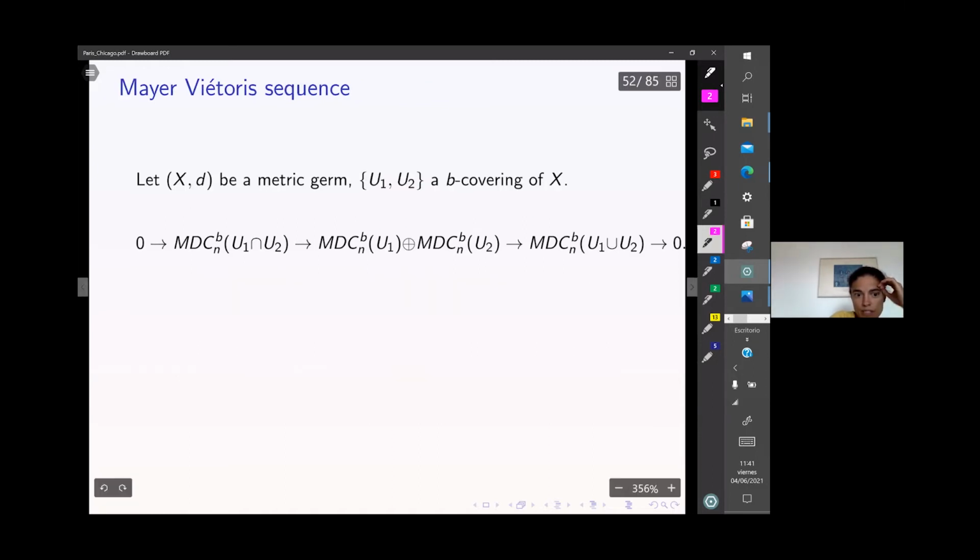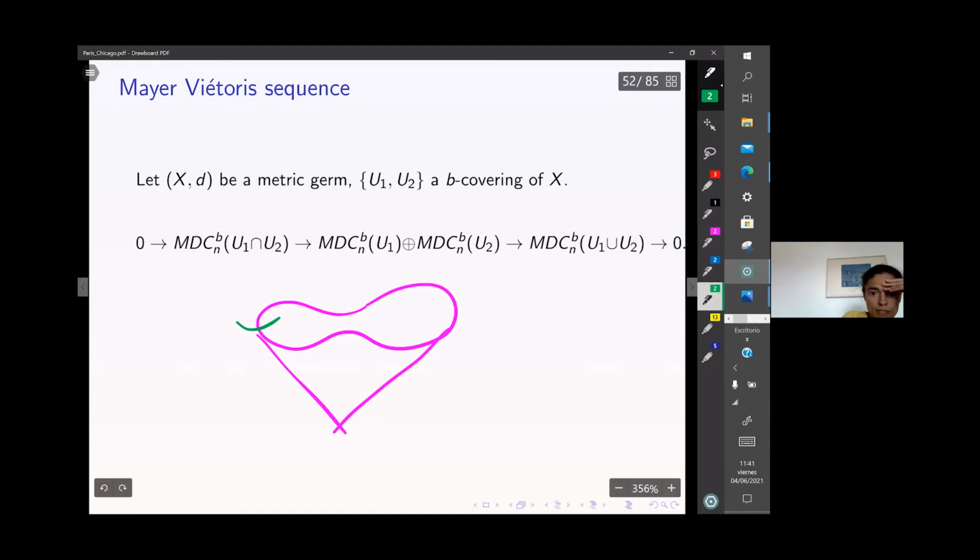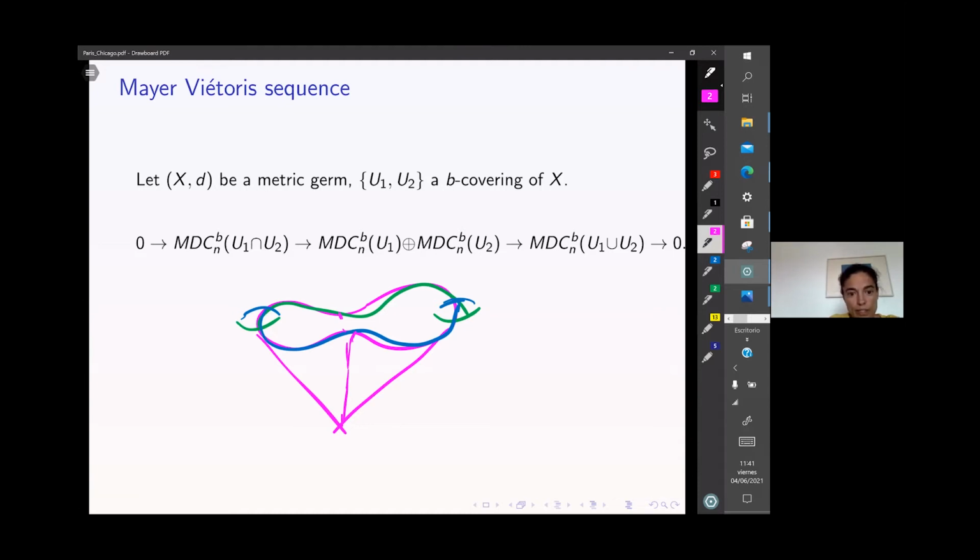So let's see an example that is not a b-covering. This is not a b-covering because there are points here, one in U1 and another in U2, that are b-equivalent and have no representative in the intersection. The intersection here is here, and so there is nothing in the intersection equivalent to this point.